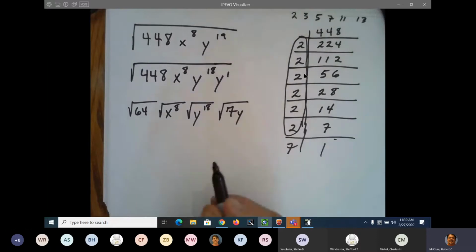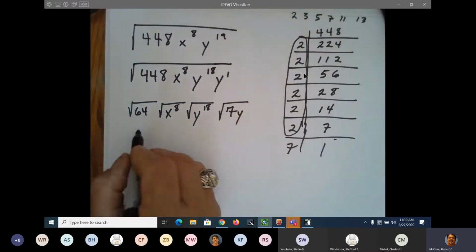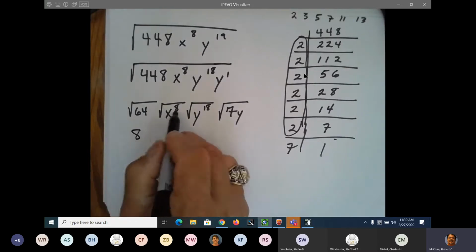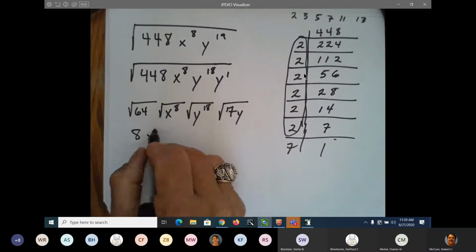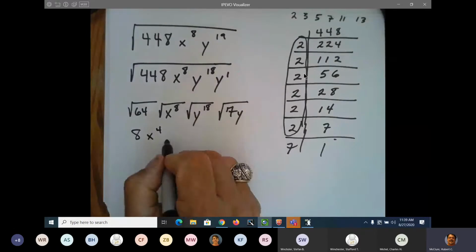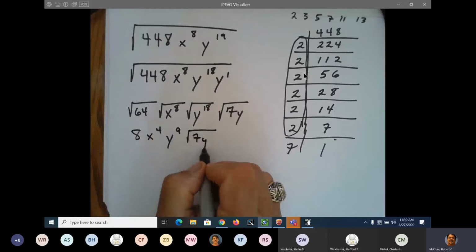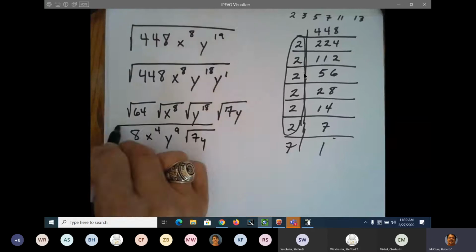So anyway, the square root of 64 is 8. I'm sorry, the cube root of 64 is 4. The square root of x to the 8th is x to the 4th. Y to the 9th. And left with 7y should be your answer.